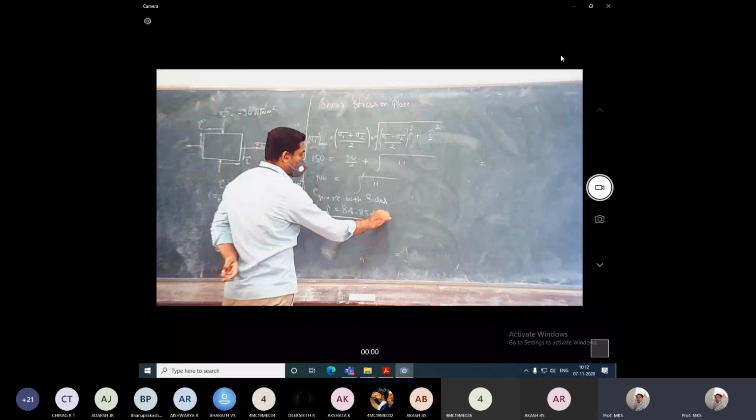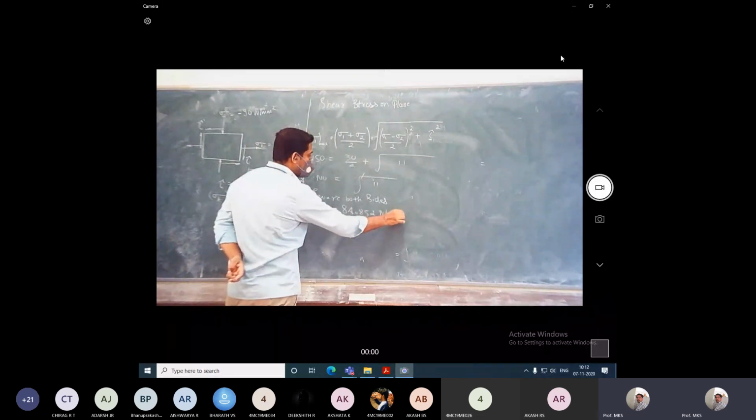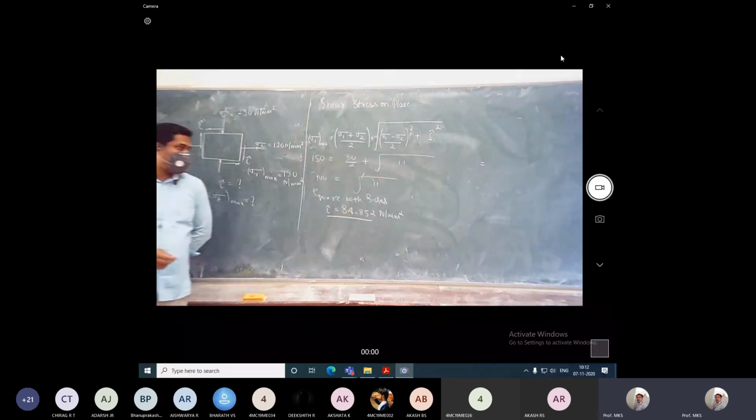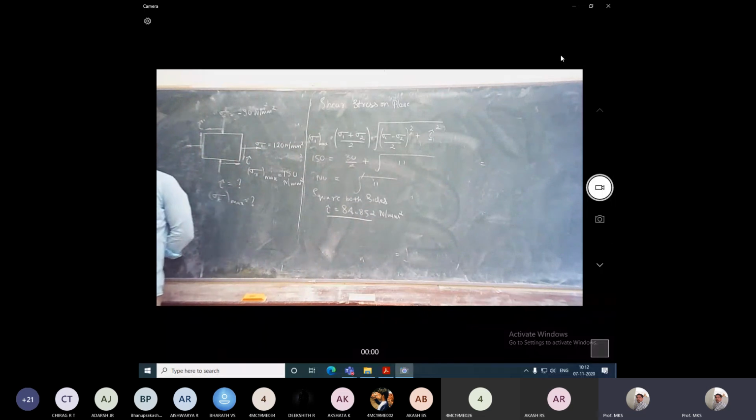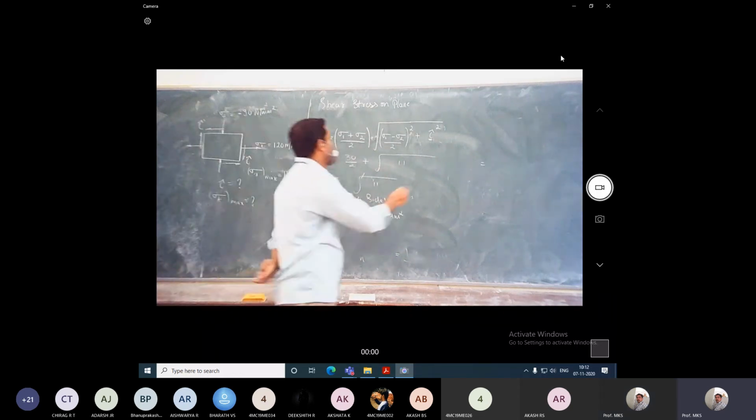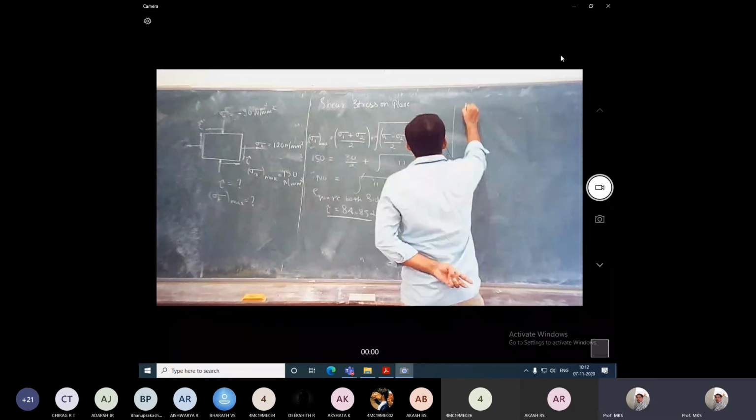84.852, don't forget to write the unit. If you miss the unit, you don't get any marks. Newton per mm square. So this is the shear stress at a plane. Then you need to find the maximum shear stress at the given point.